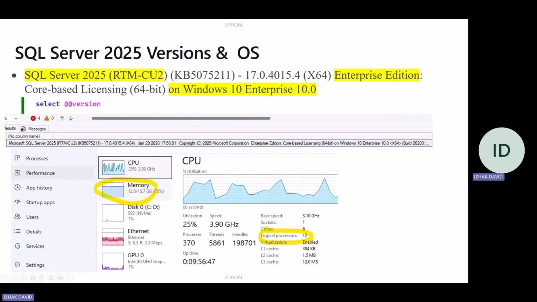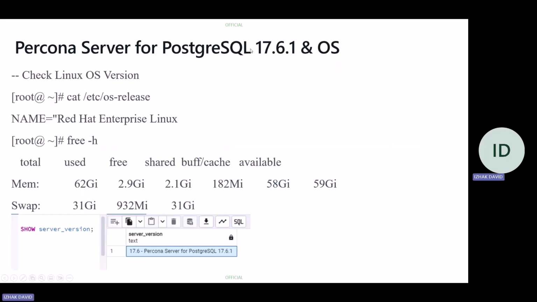I will run SQL Server 2025 Enterprise Edition CU2 on Windows 10 Enterprise Edition with 16 GB of memory and 12 logical processors. In the benchmark, I'll use Postgres 17.6.1 on Red Hat Linux with 62 GB of memory.